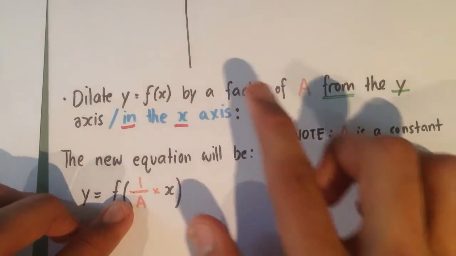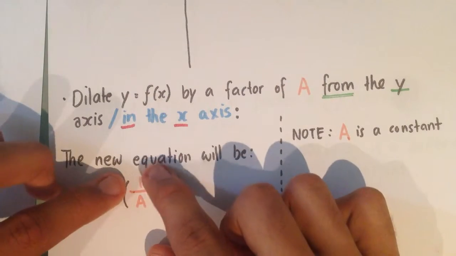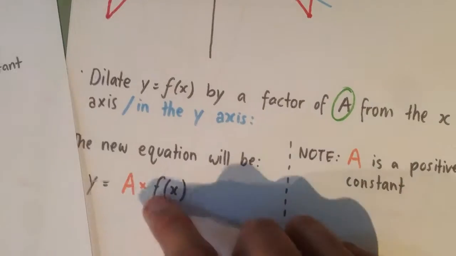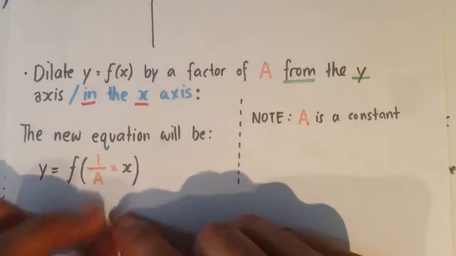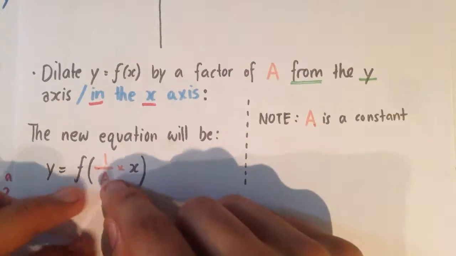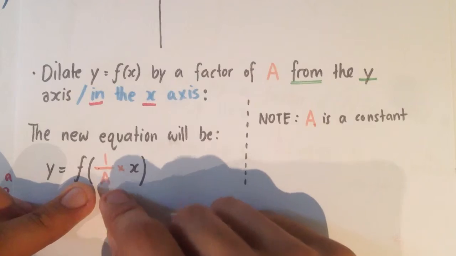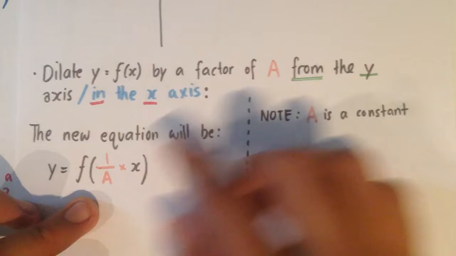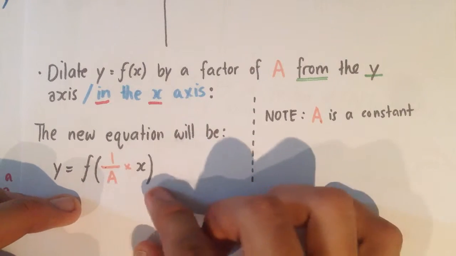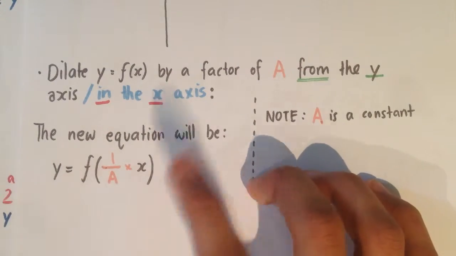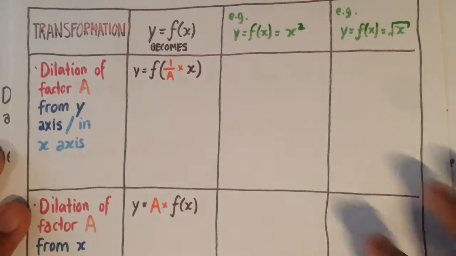So two differences here. If it's from the y-axis, the factor is always inside the brackets. Here it was outside the brackets, it's a times f of x. Here, it's f of 1 on a times x. And you always flip the factor when you're trying to get the equation. So if you have a dilation by a factor of a from the y-axis, then your new equation will be f of 1 on a times x. Again, you don't need to know where this comes from, but for your curiosity, I will make another video in case you want to check that out. Okay, so this is a summary of what we've learned.